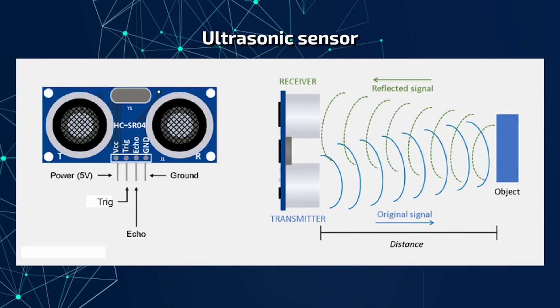The ultrasonic sensor has two parts, a transmitter and a receiver. The transmitter sends an ultrasonic pulse out. The pulse then bounces off some surface and is picked up by the receiver. Ultrasonic waves are just very high frequency sound waves.